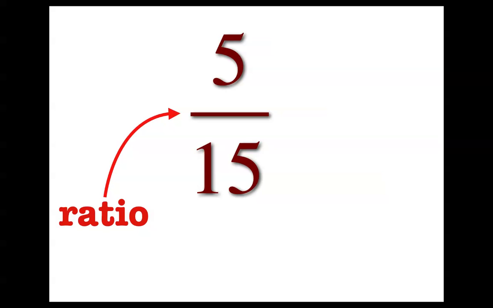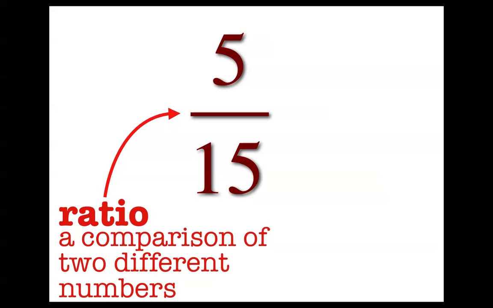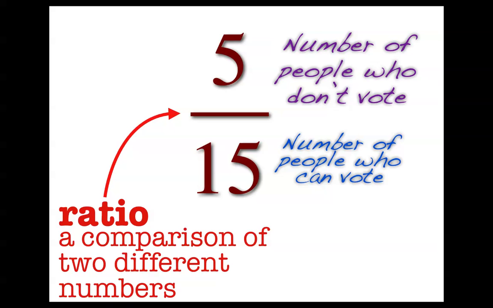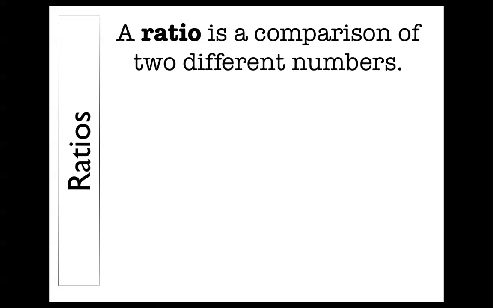And you know what ratios are. A ratio is a way to compare two different numbers. So, in this case, we're comparing the number of people who can vote with the number of people who don't vote. 5 out of 15. Now, ratios are comparisons of two different numbers.